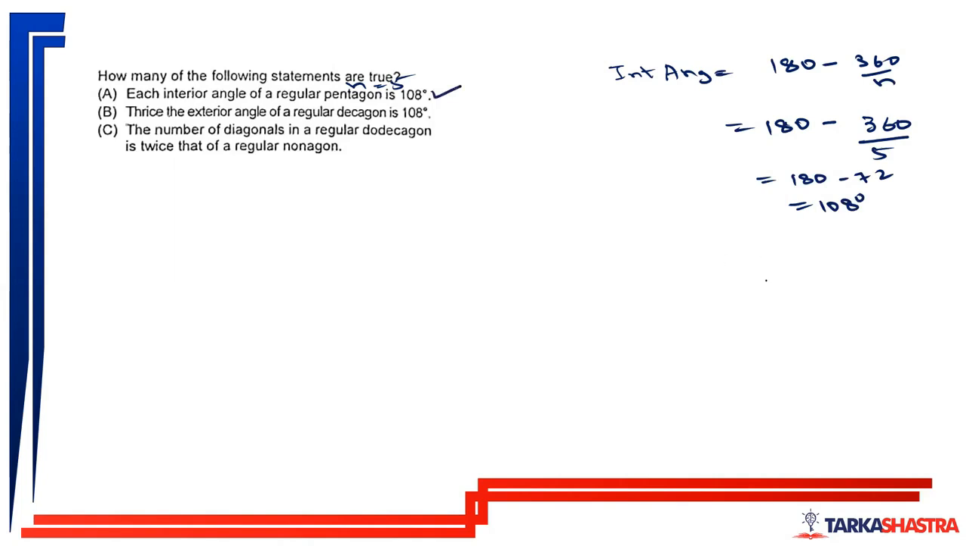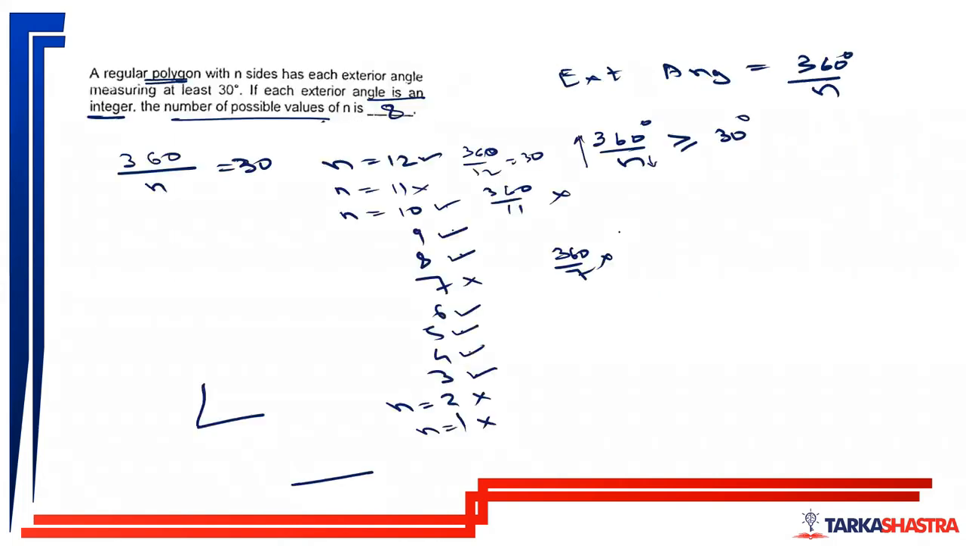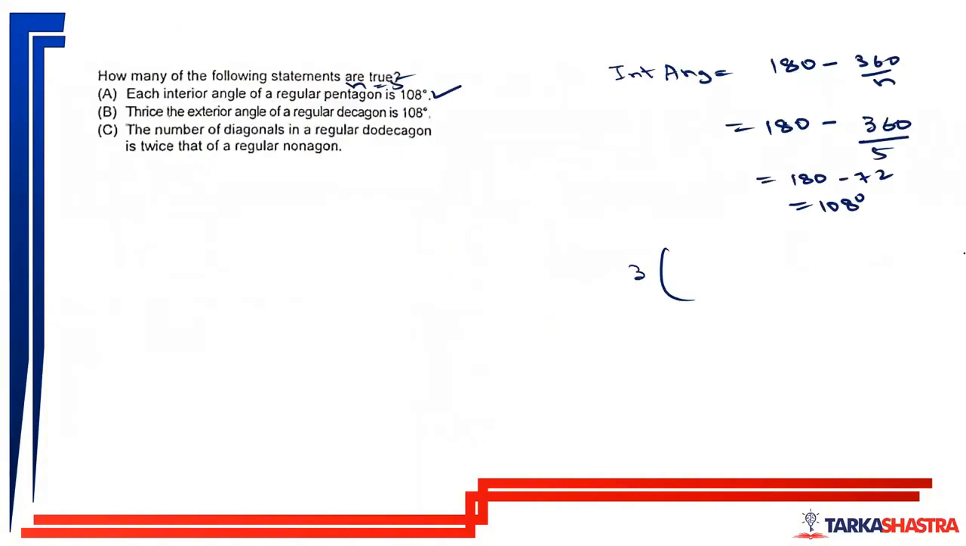Thrice the exterior angle of a regular decagon is 180 degrees. Here I told you the exterior angle is 360 by n. So thrice the exterior angle of a decagon is 3 into 360 by 10. Decagon means n is equal to 10. So 36 into 3 is 108 degrees. So this one also works. This one is also correct.